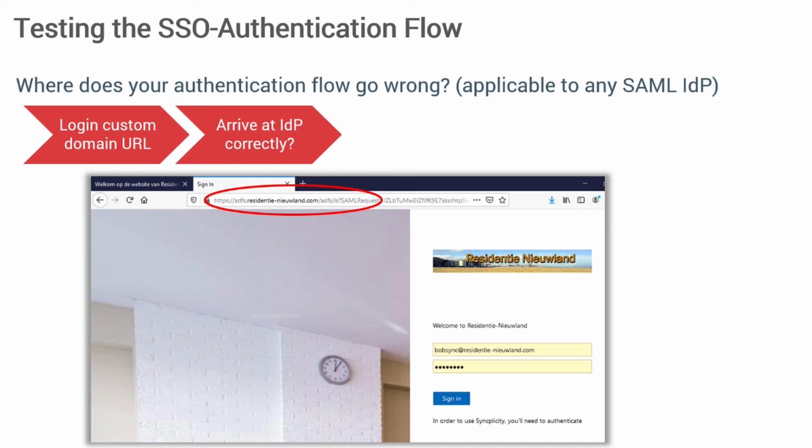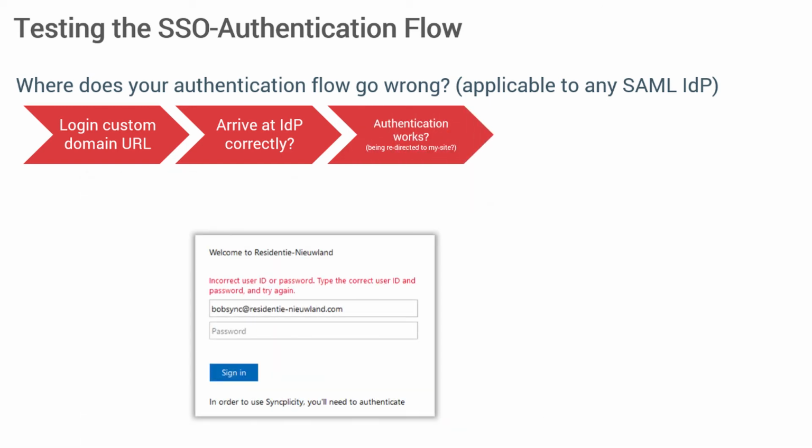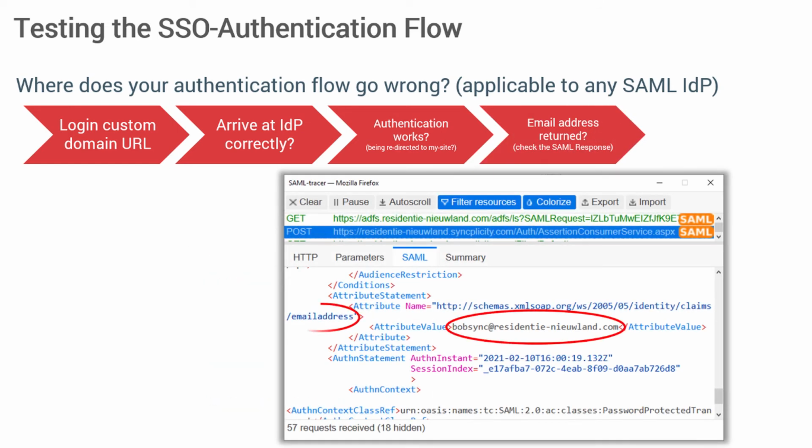Next, does authentication work? I have seen situations where the email address could not be used to authenticate and users had to use their domain name and their Windows credentials to authenticate. And then you should be redirected to Syncplicity. If that doesn't work or you get a strange error message, the first place to check is the SAML response. And what you see here is a screenshot of SAML Tracer, a little add-in for Firefox and Google Chrome that allows you to see how the response looks like that ADFS would give you.